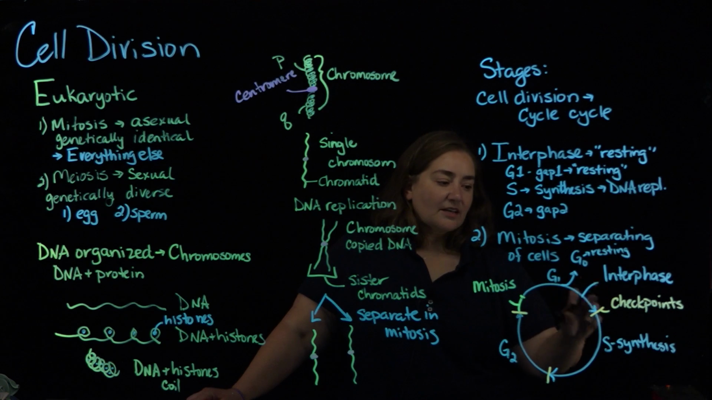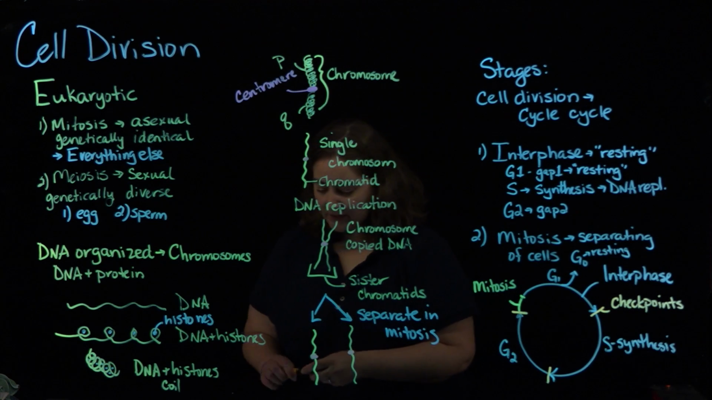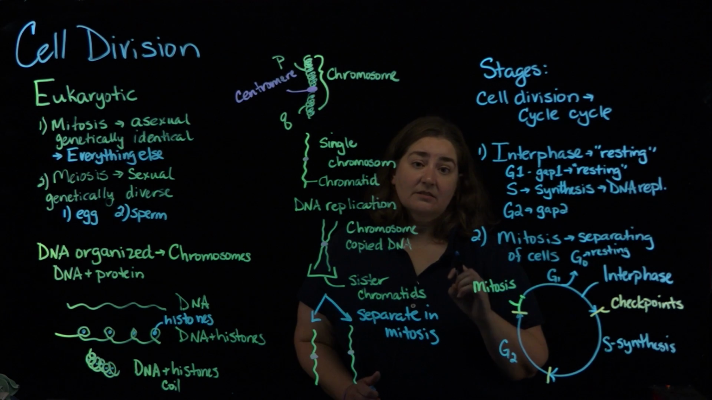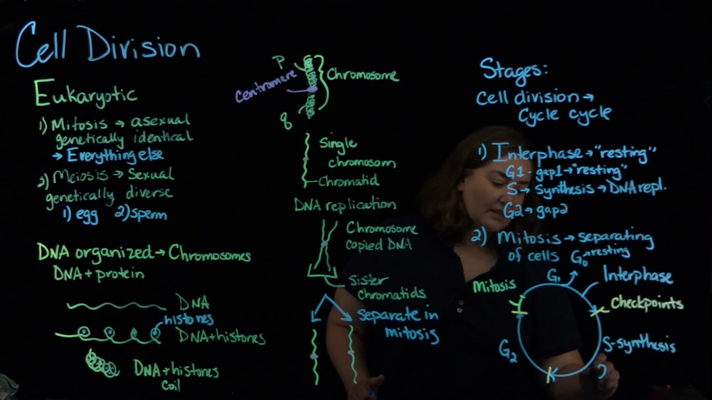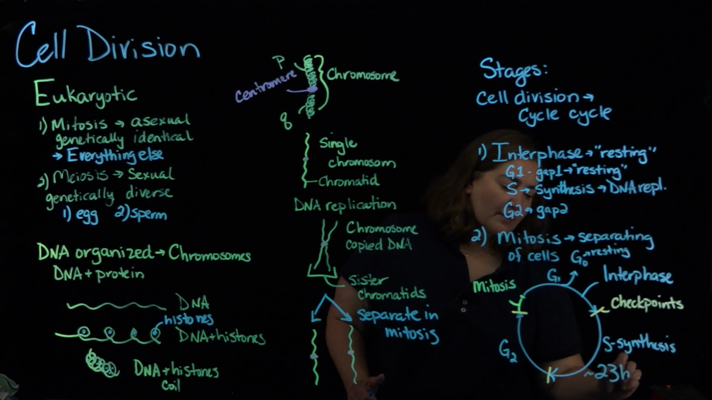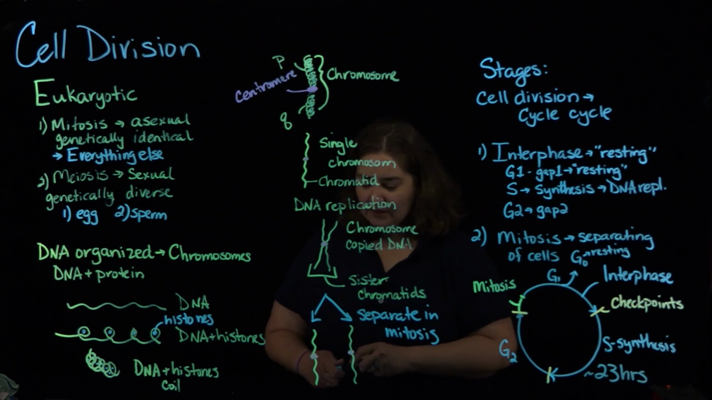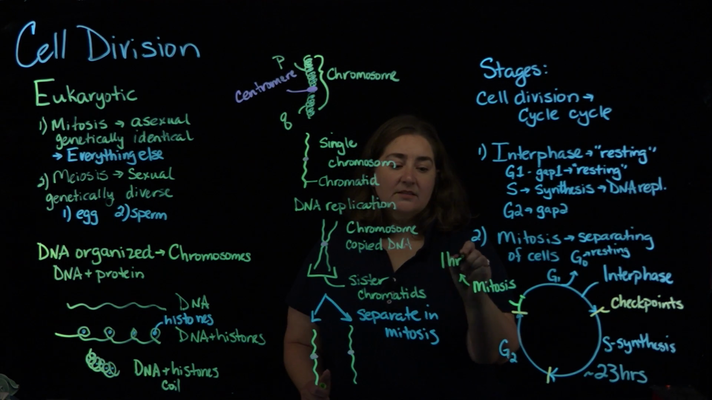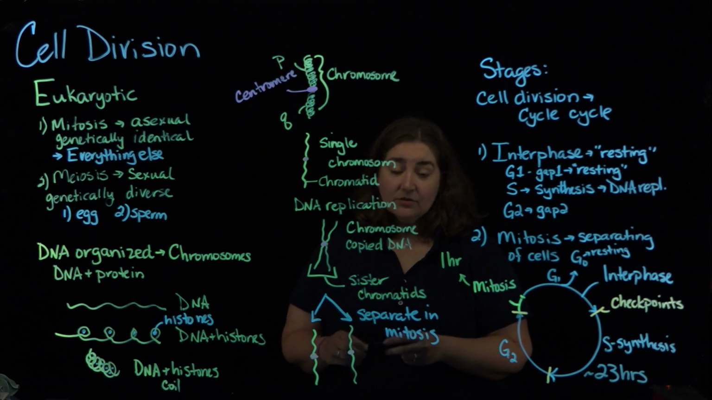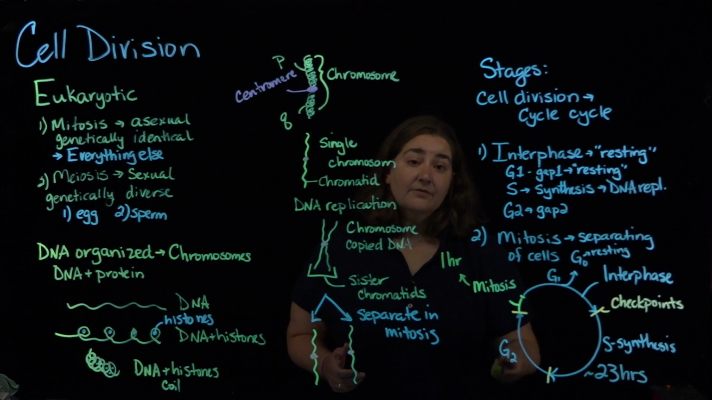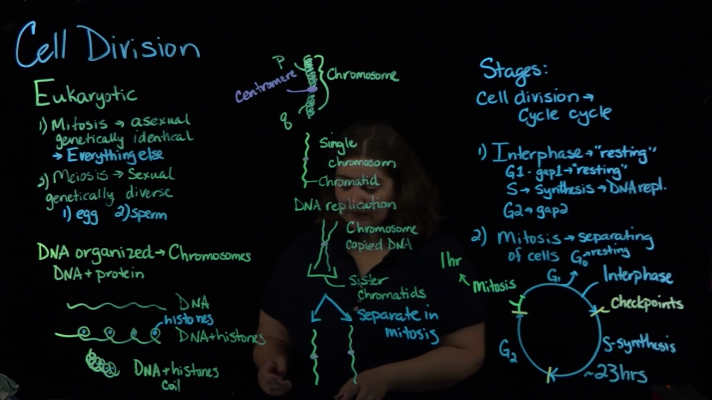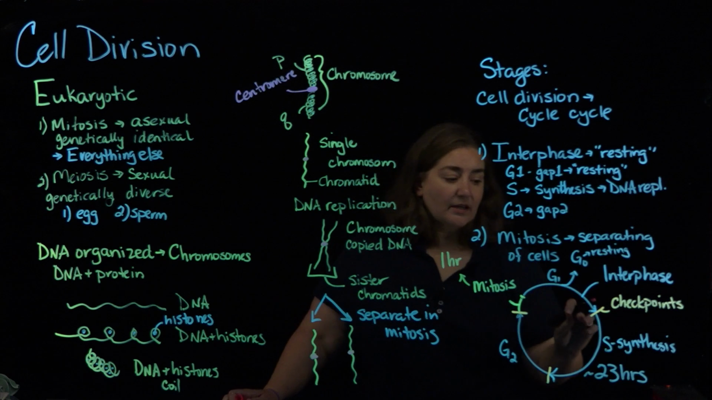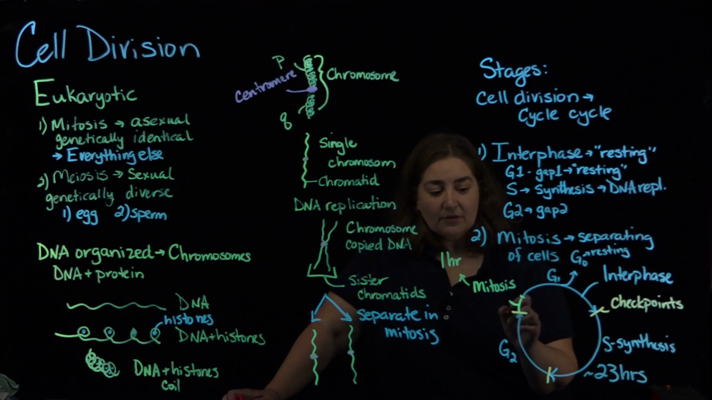So if you notice here, I kind of drew interphase being really, really long, all right? The average cell, and there's a lot of variation in this, okay? So keep that in mind. Interphase is going to be about 23 hours, okay? Mitosis, that whole process, can take an hour, okay? So it's relatively quick once everything is there and accounted for, all right? And just to kind of go over this real quick, those checkpoints, okay?